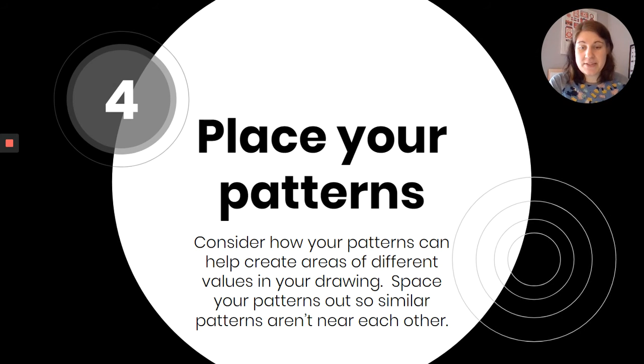So the next step is to place your patterns. Consider how your patterns can help create areas of different values in your drawing. If there's a spot in your design that you want to be dark, you would use a very dense pattern, like maybe this one right here. I don't know if you can even see that, this one right here. That would be a very dark or a dense pattern. If there's light areas, use one that doesn't have a lot of black.